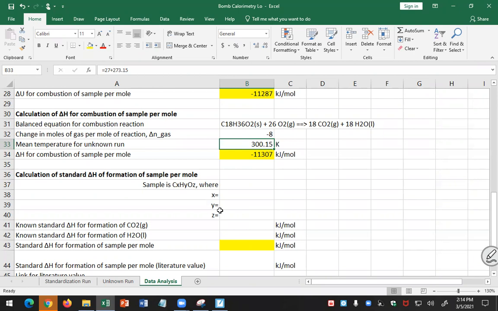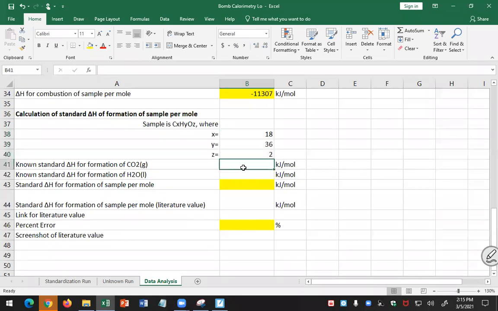All right, so our sample is CxHyOz. What's our x? In this case, I have C18. So 18. My y is 36, right? And my z is 2 oxygens, right? C18H36O2. Why am I interested in that? First of all, how do I get the delta H formation of CO2 gas? I can look it up.